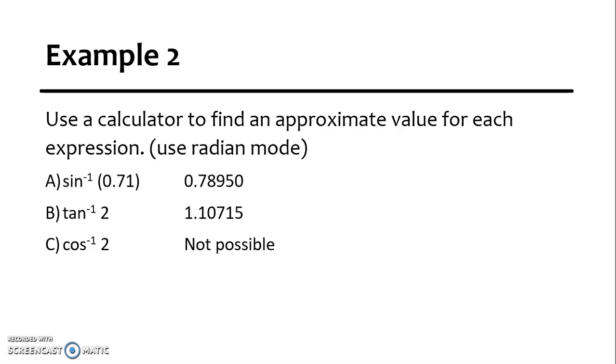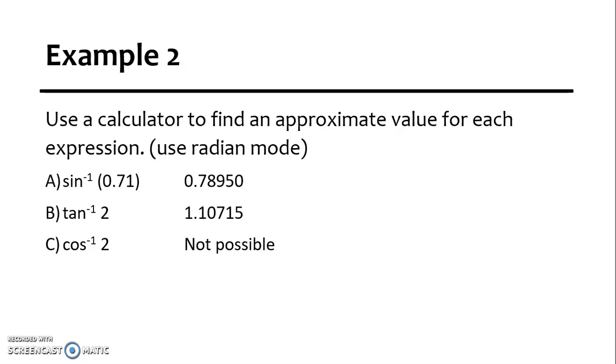In part A, if I type sine inverse of 0.71 into my calculator, I get 0.78950. Now, I did round to 5 decimal places. You may have rounded differently, and that would still be okay. Part B, I got 1.10715. And part C is not possible. So your calculator would give you an error message because remember, cosine inverse's domain is -1 to +1. 2 is outside of that domain, so it's not going to work.